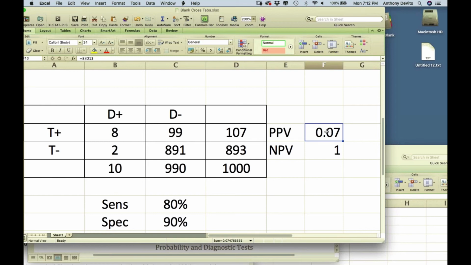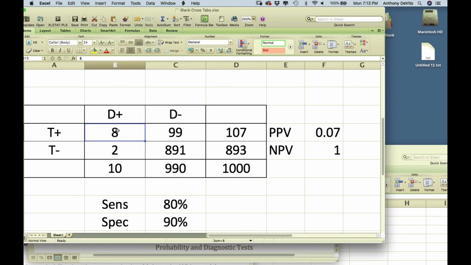The prevalence of the disease in the population. Why did this happen? What made this occur? Well, what happened to the number of true positives that we had? The prevalence went down. We didn't have as many true positives, did we? So the numerator got smaller in positive predictive value.